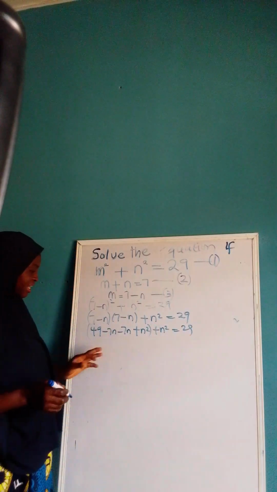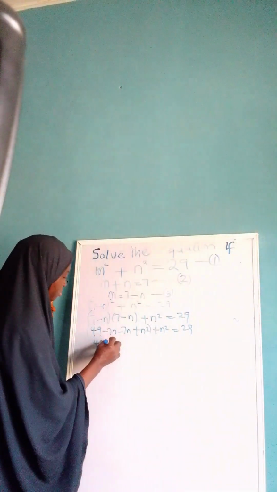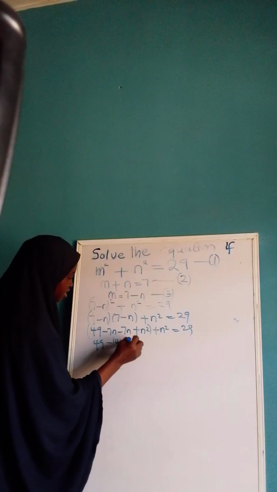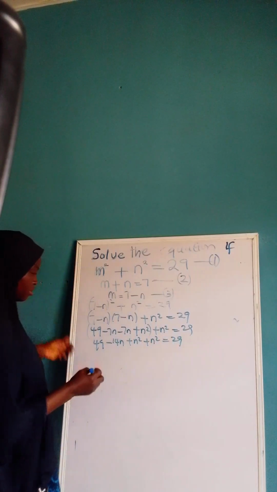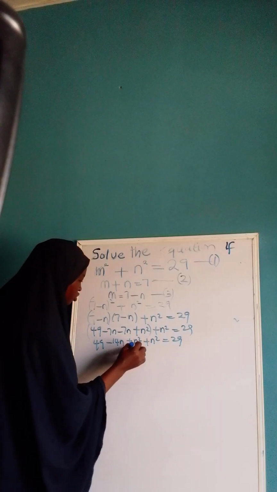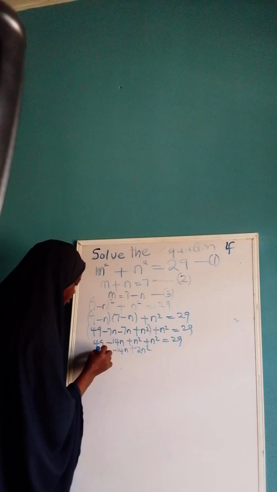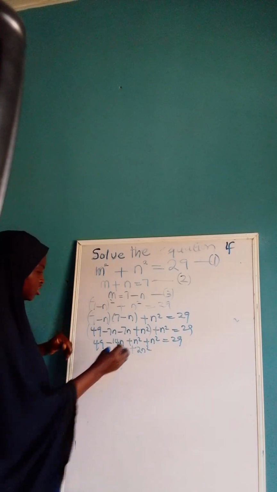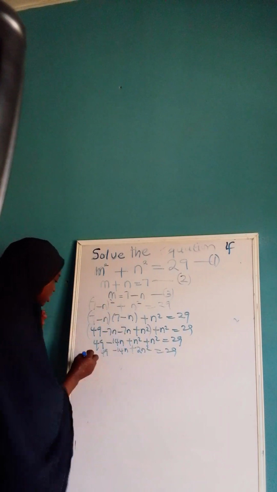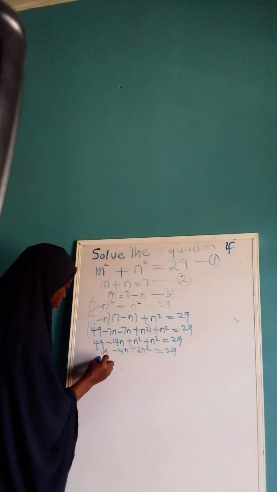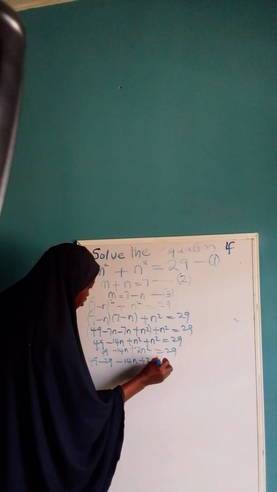So we are going to collect the like terms. 49, minus 7n minus 7n will give us minus 14n, plus n squared equals 29. Now this n squared plus n squared is going to give us 2n squared, minus 14n, 49. 49 minus 14n is equal to 29. This 29 we want to bring in. So it's going to be 49 minus 29 minus 14n plus 2n squared is equal to 0.